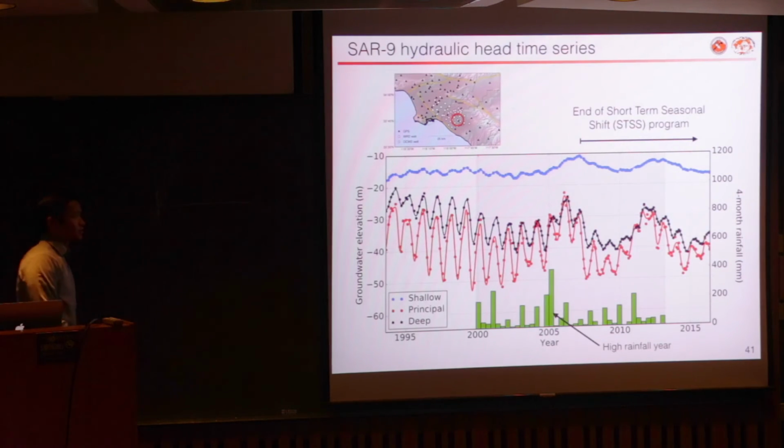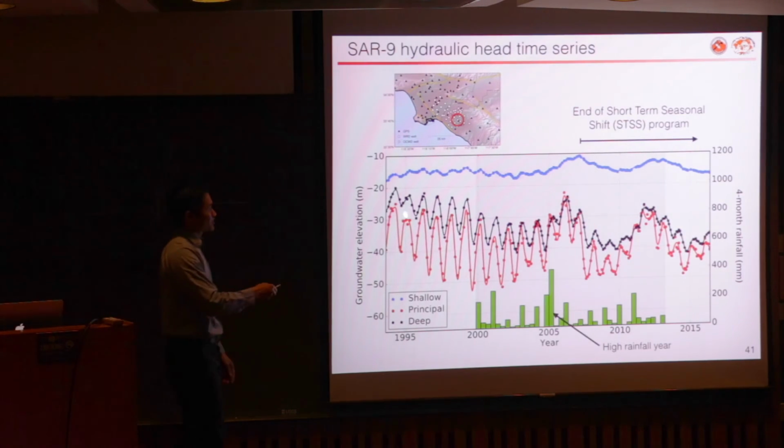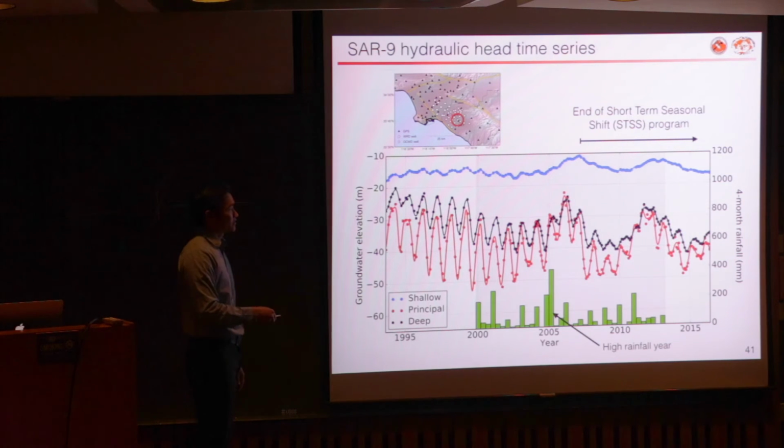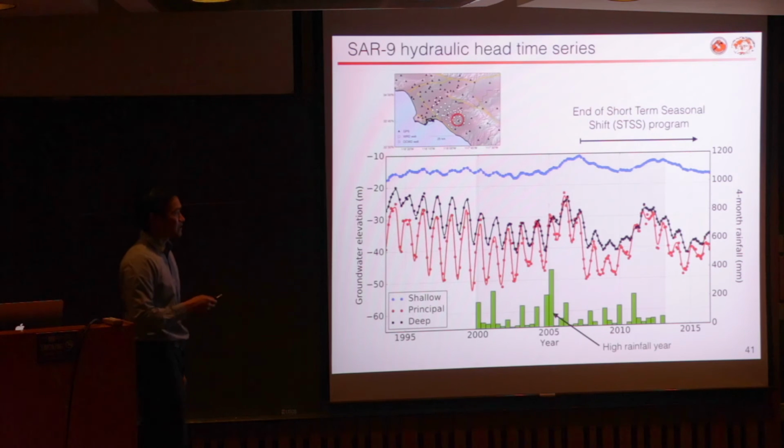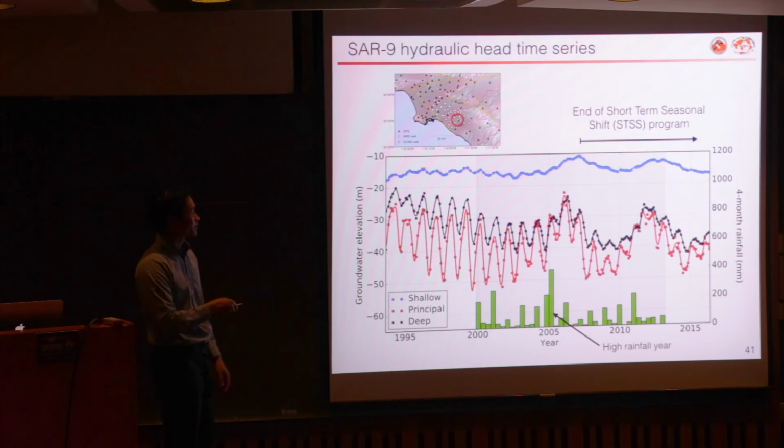And let's look at the hydraulic head time series. What I'm showing here is hydraulic head for the 3 different aquifer layers. Blue is the shallow aquifer, red is the principal aquifer, and black is the deep aquifer. The first thing you'll notice is that you have these large seasonal variations in hydraulic head, which are related to groundwater pumping and recharge. As you pump, you decrease the hydraulic head, and as you recharge, you increase the hydraulic head.